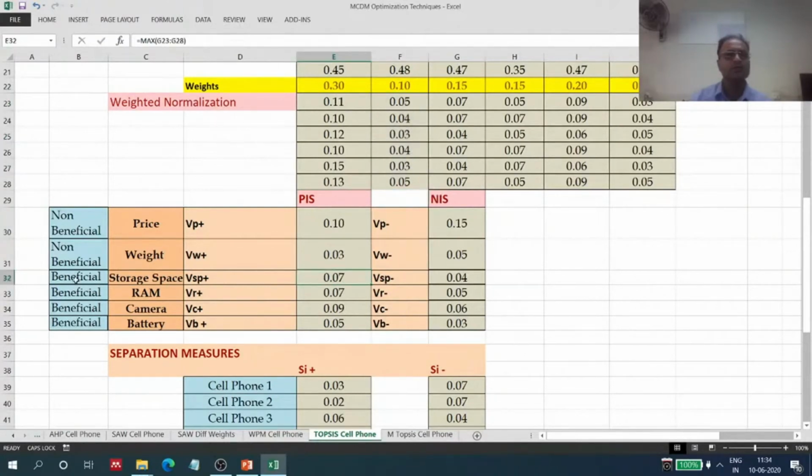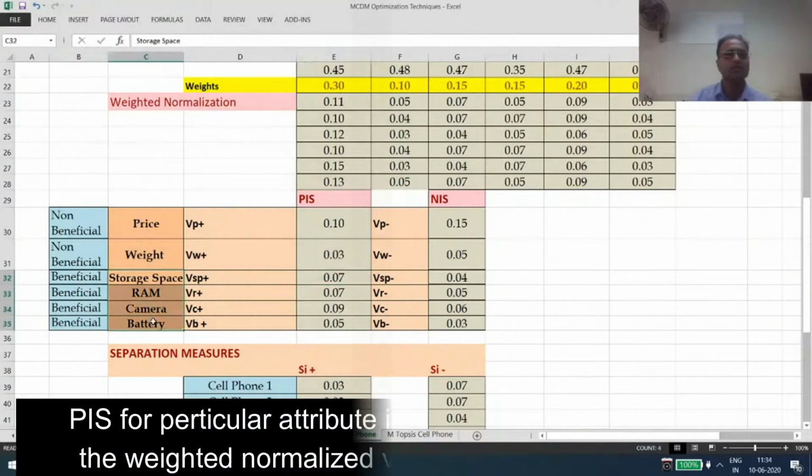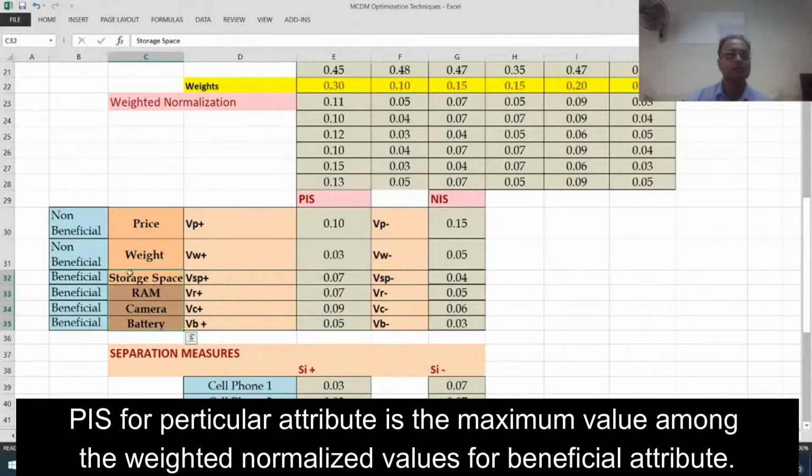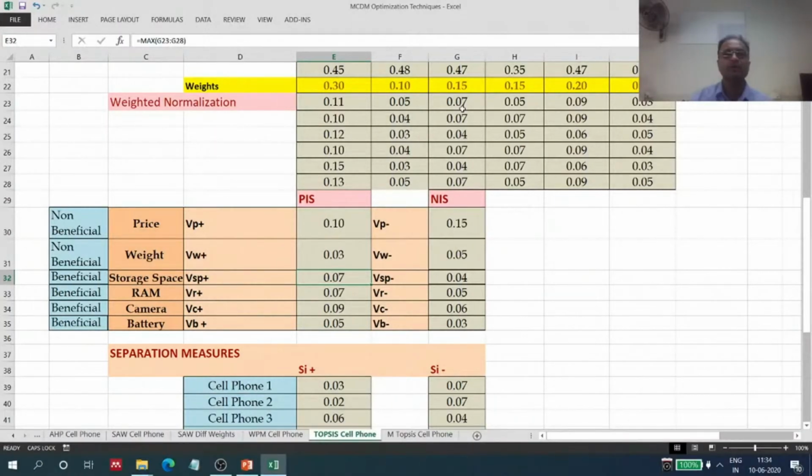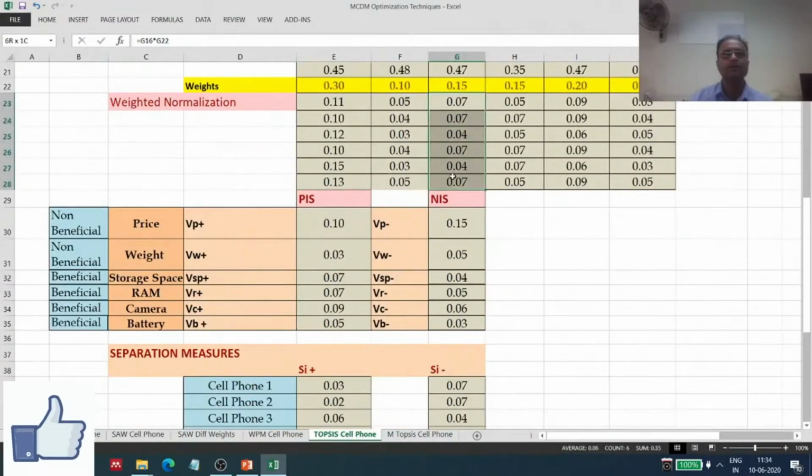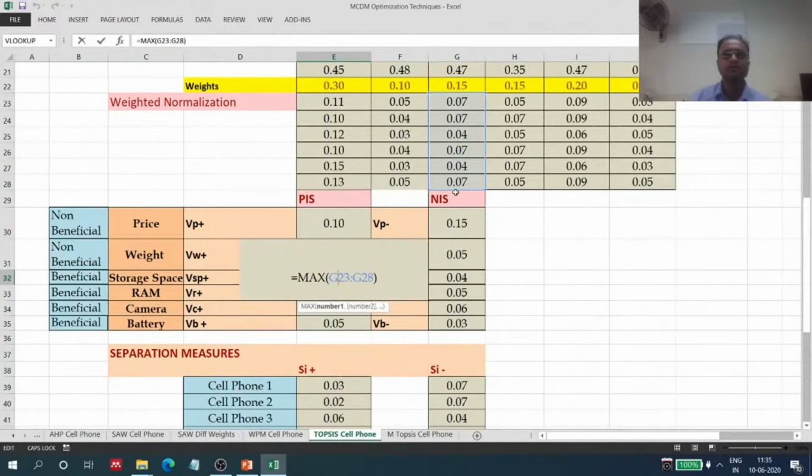Now as far as beneficial attributes are concerned, the remaining ones are all beneficial attributes. So for storage space, RAM, camera and battery, the positive ideal solution is the one which is maximum among the respective columns. What I mean to say, let us say for storage space, these are the weighted normalized values. The maximum value among all these is 0.07. And how can you arrive at that value? Here we apply the formula maximum of all these, and we get the positive ideal solution for storage space, and so on.